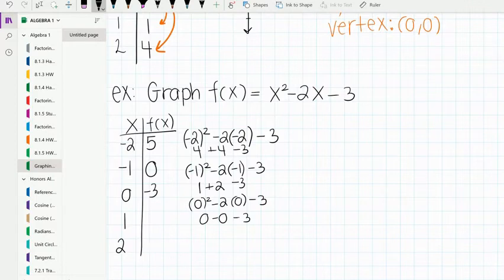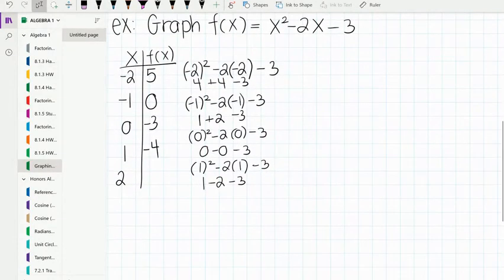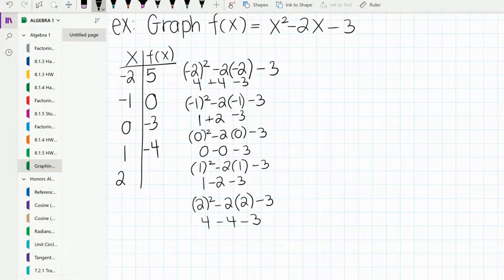All right, so far we're not really seeing any sort of pattern, so we'll keep going. We plug in 1 squared minus 2 times 1 minus 3. So 1 squared is 1, -2 times 1 is -2, and -3. So 1 minus 2 is -1, minus 3 is -4. Still haven't found that vertex. And then we'll plug in 2. So 2 squared minus 2 times 2 minus 3. So we get 4 minus 4 minus 3. So we would get -3.